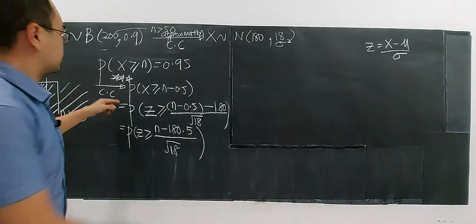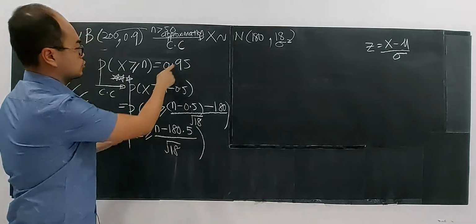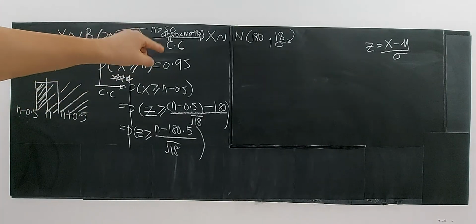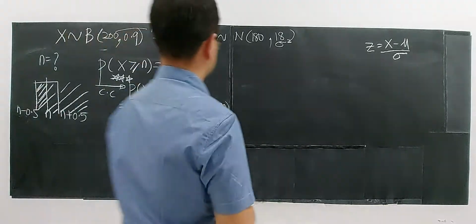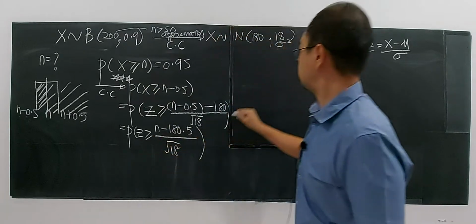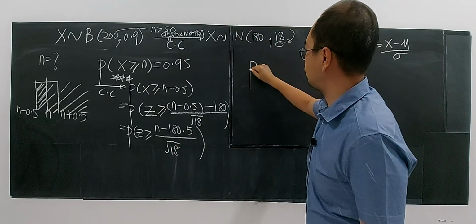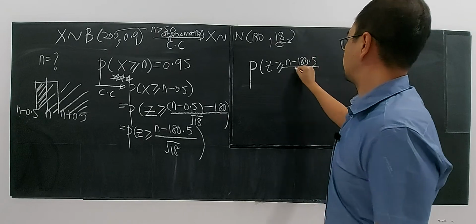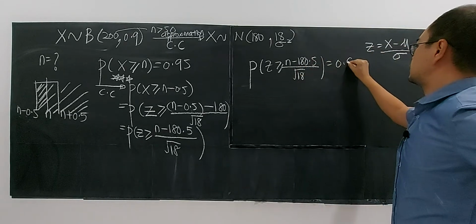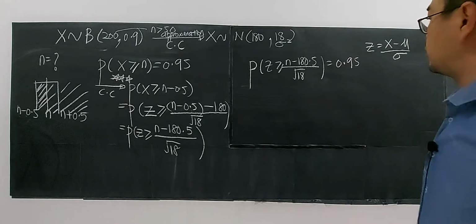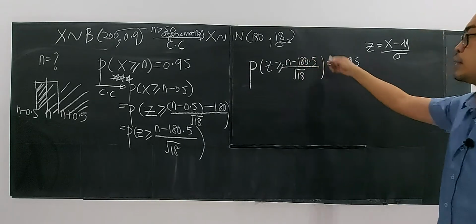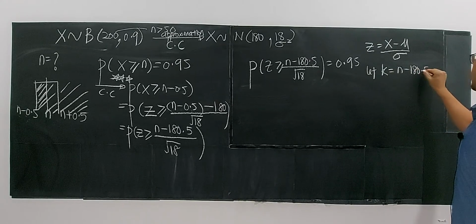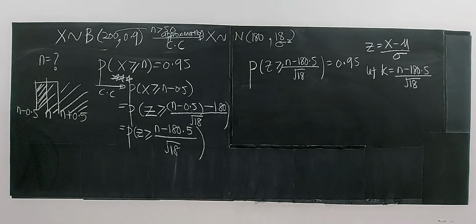Now I am finding this. After doing the correction, this value here is 0.95. They say equate it to 0.95: at least n patients cured is 95%. How do I find the value of n now? I have already done the correction, and it has become this form. So this is the most important part to evaluate: P(Z at least (n minus 180.5) divided by the square root of 18) equals 0.95 from the question. Usually I tell students to write this as k, so I don't need to repeat writing it, which is time consuming. So I let k be n minus 180.5 over the square root of 18. Let's see how I'm doing this.